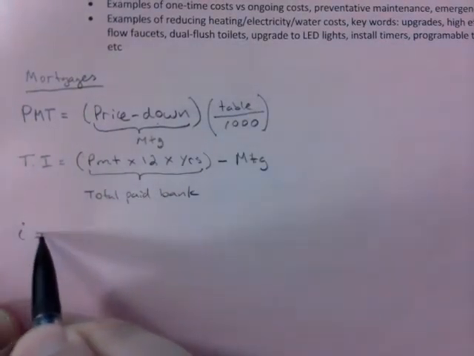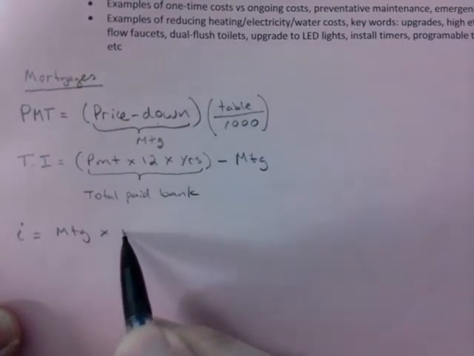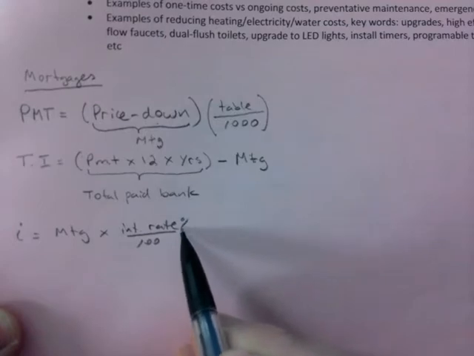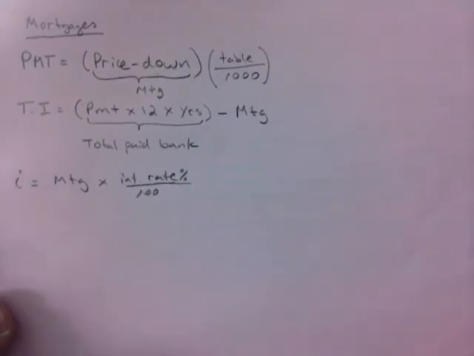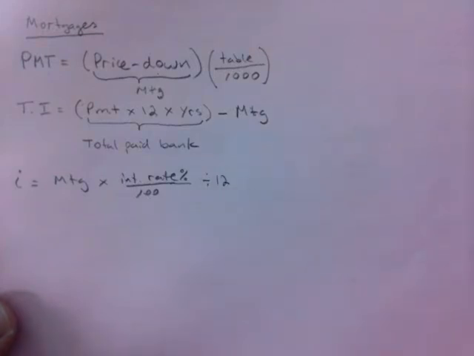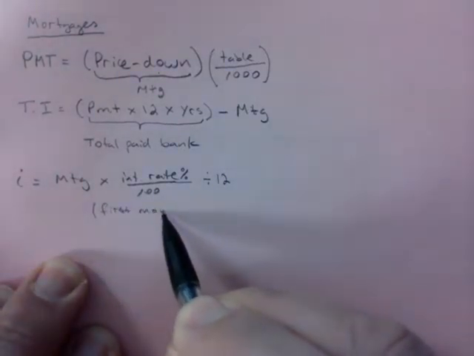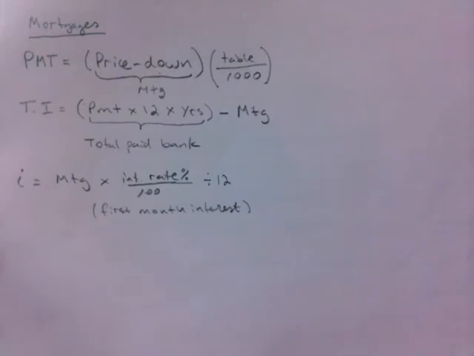Interest, which is just the first month, is your mortgage times the interest rate divided by 100. So the interest rate would have to be as a percentage. Let's say it's 3%. You go 3 divided by 100 to get 0.03, and all of that divided by 12. I will write this down: first month interest. It's actually the formula for finding the interest for every single month if you do your amortization tables.